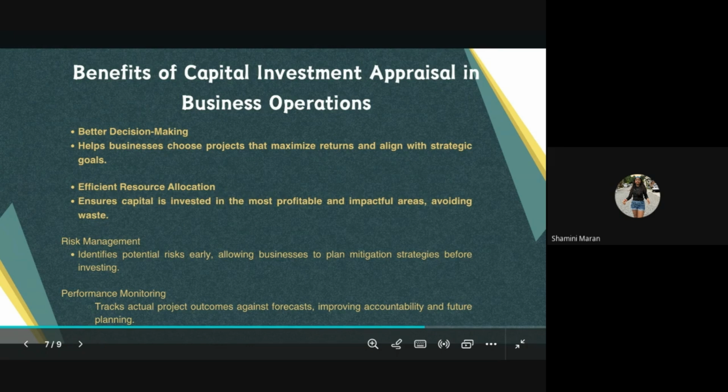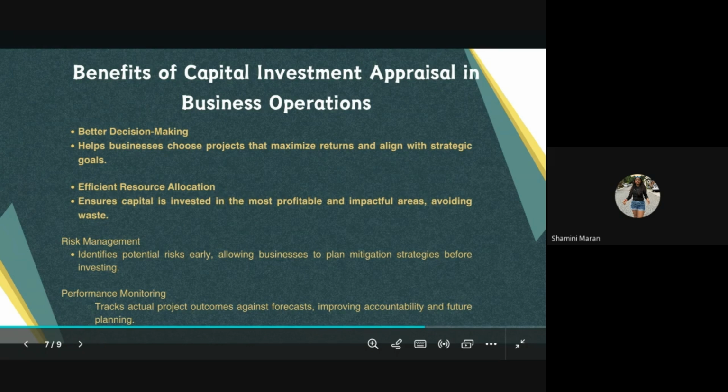Second, efficient resource allocation. Resources such as capital, time, and labor are often limited. Capital investment appraisal helps ensure that these valuable resources are allocated to projects that promise the highest returns and strategic advantage.